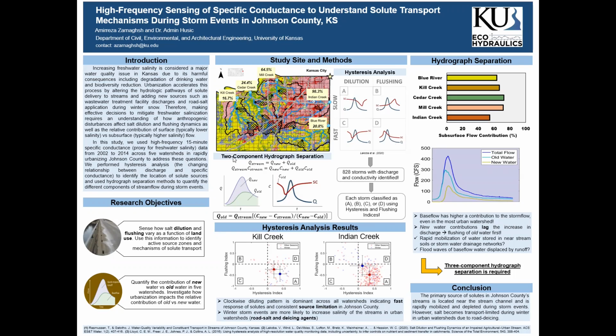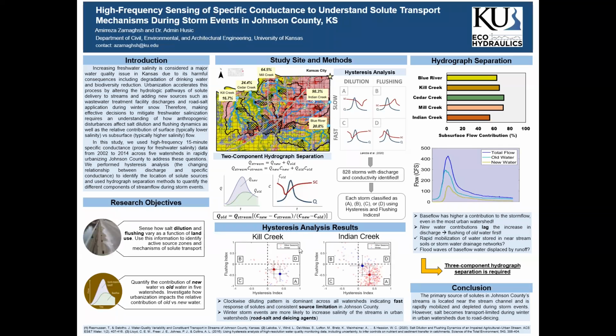To quantify the contribution of base flow versus runoff, we have used the two-component hydrograph separation method. So we are assuming that the solutes are coming from one of these two different sources, the new water or runoff and the old water or base flow, and solving this system of equations, we can quantify the contribution of base flow or old water with high specific conductance compared to runoff.